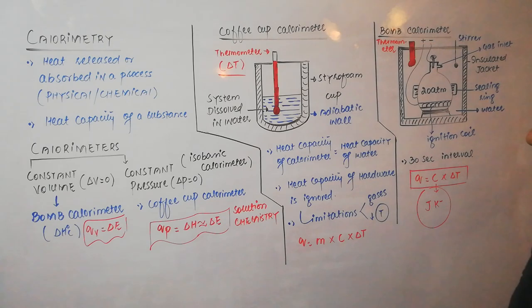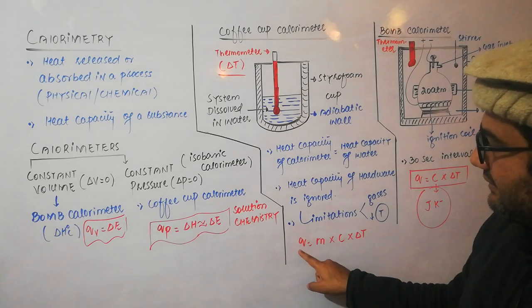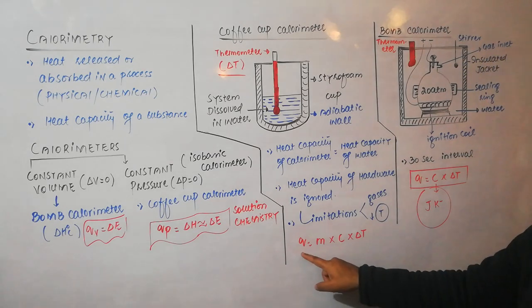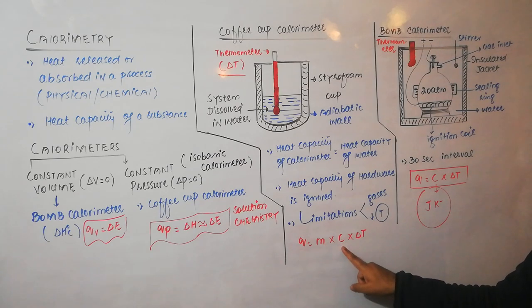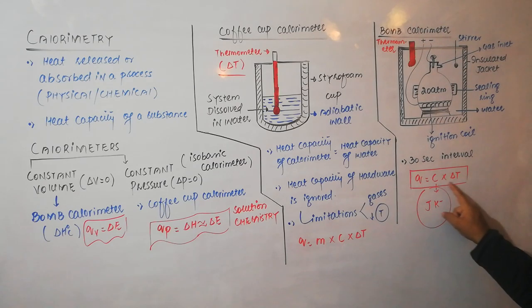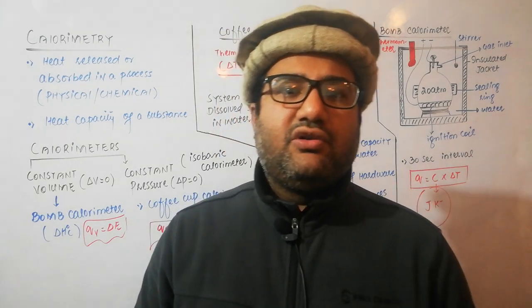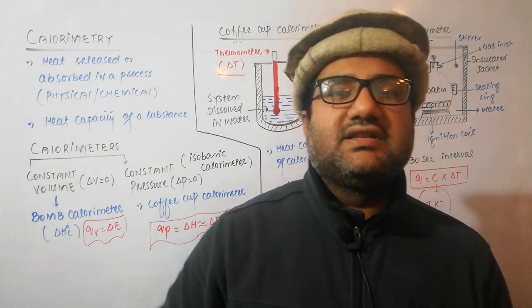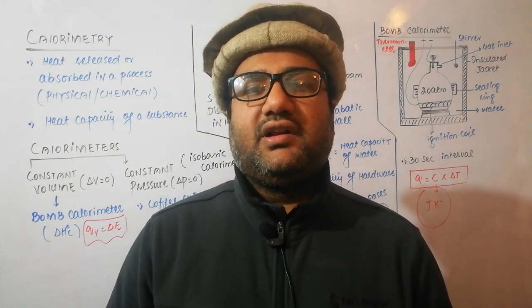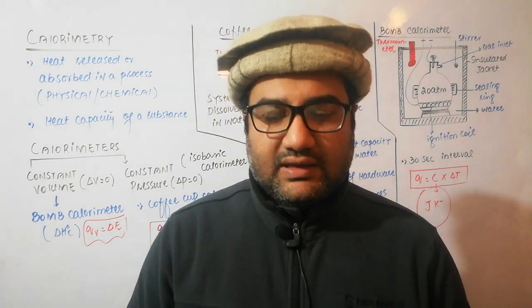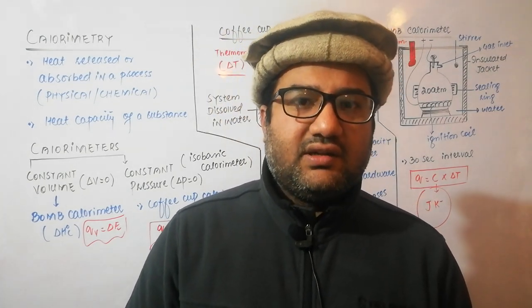Next, in this formula Q is equal to mass times specific heat times delta T, while here there is no mass term, because the mass is fixed, that is 1 to 1.5 grams. So these are some differences between the coffee cup calorimeter and the bomb calorimeter, and a diagram can also be drawn. So this was all about calorimetry.